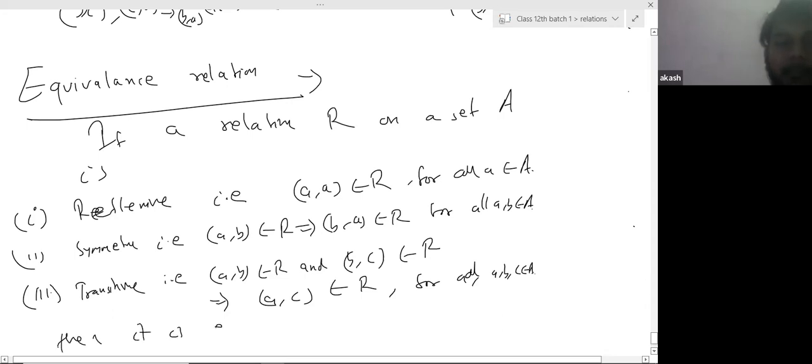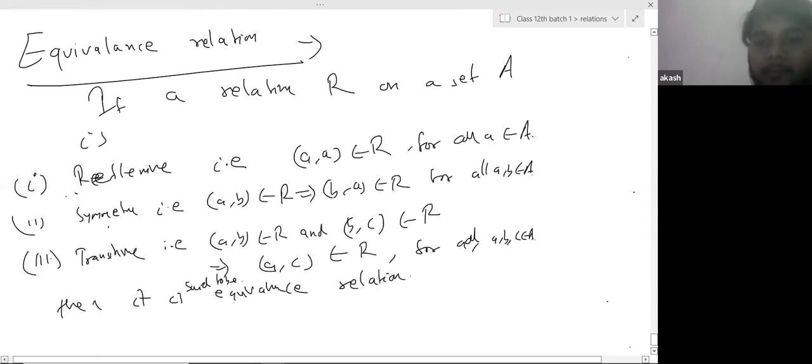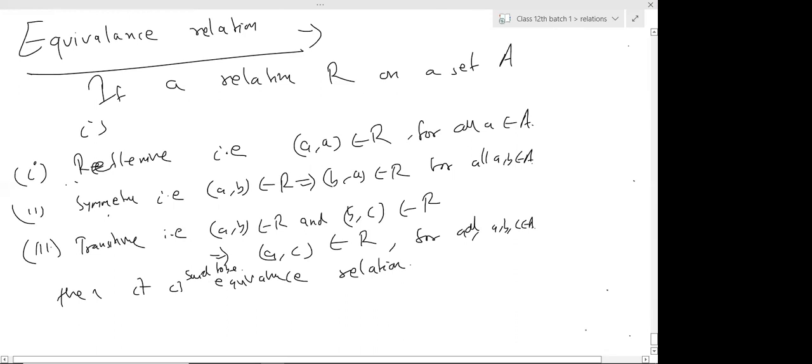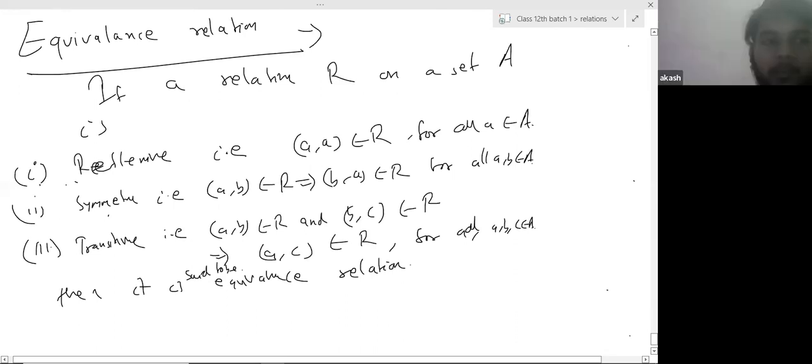then it is an equivalence relation. All right, if a relation is all of these three, reflexive also, symmetric also, transitive also, then we'll call that an equivalence relation. This is clear, everyone? Yes, sir. Note it down. This is very simple. We have understood about these three. If a relation is all three, then that will be an equivalence relation. Note it down.